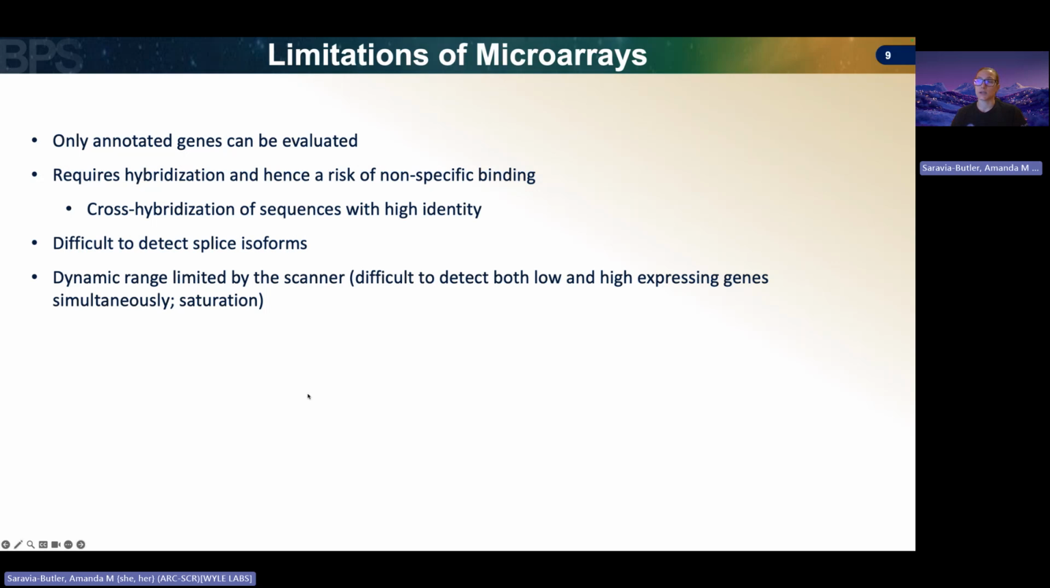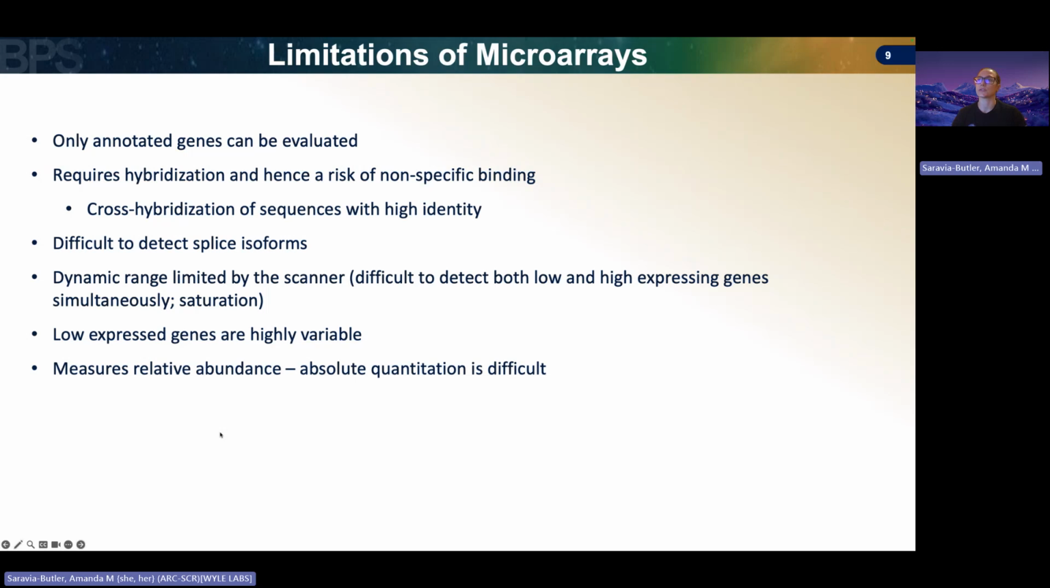Also, your dynamic range is going to be limited by your scanner. It's going to be difficult to calibrate a scanner that can be sensitive simultaneously to really low signal or low expressing genes and to really high signal or high expressing genes. And also, once you get up high enough, you're going to reach your saturation point. And so this often ends up meaning that your low expressed genes are going to be highly variable, difficult to determine differences in expression for those low expressing genes.